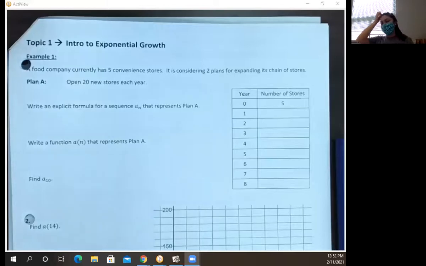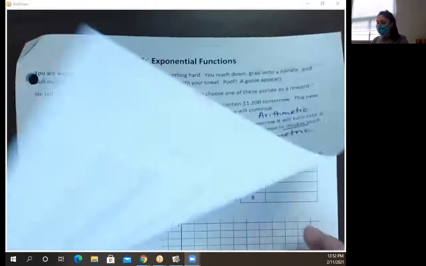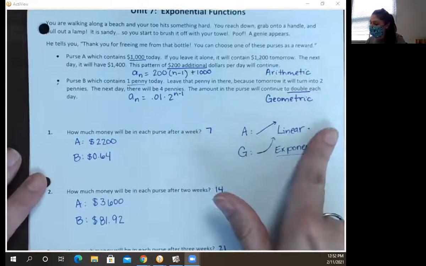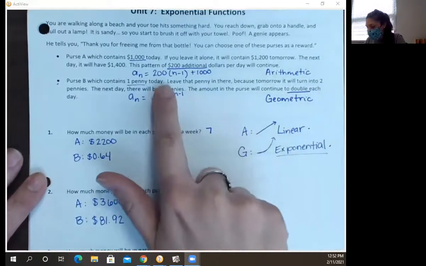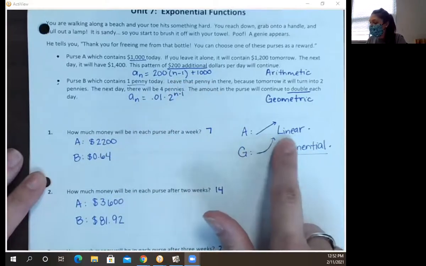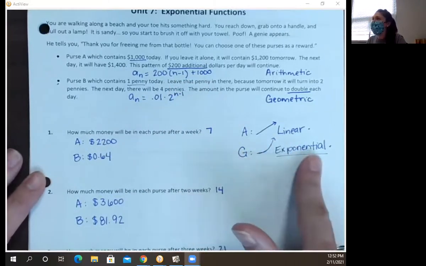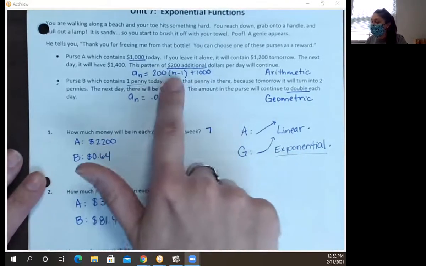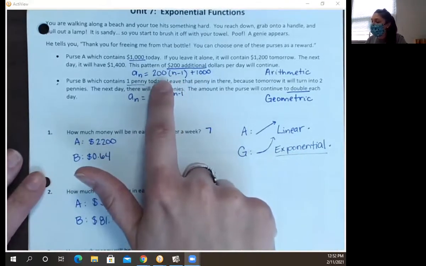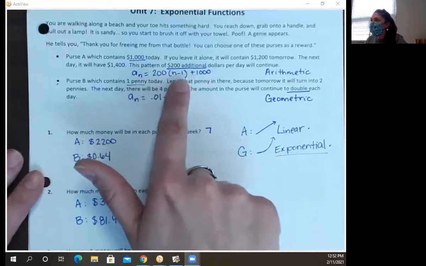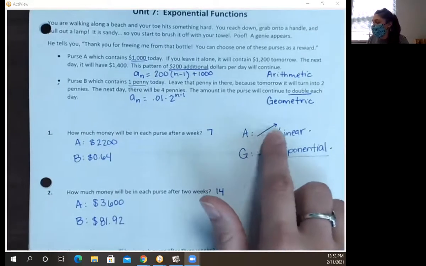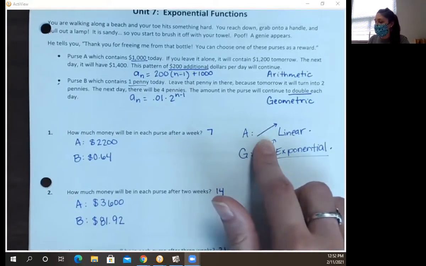So last time we looked at how sequences, our arithmetic and geometric sequences, were really similar to linear and exponential relationships, functions, right? That arithmetic sequence that we looked at yesterday, we wrote in point slope form, and we talked in our last unit about how there's a reason why we write it in point slope form. It's because we get this linear relationship for that sequence.